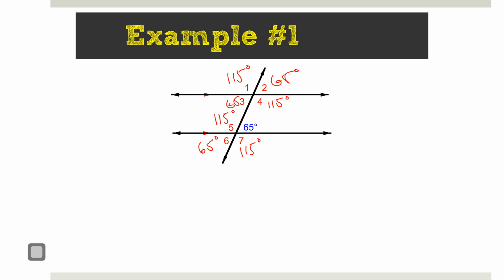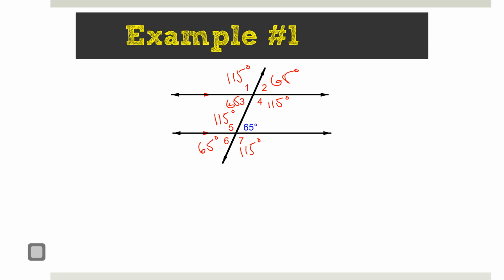All right, now that we're done and we have all the angle measures up there, what do you notice? Anybody else? How many different angle measures do we have? 2. That's it. Okay.